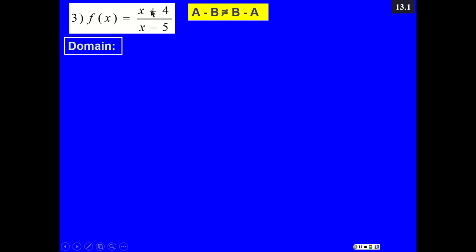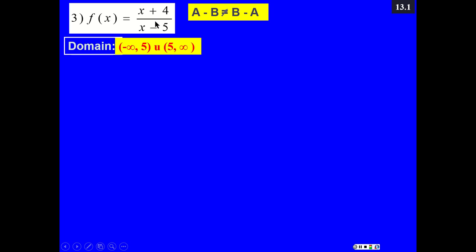The first thing we pay attention to is the domain. The domain of any fraction is all real numbers except the value that makes the denominator zero. The value is 5. Then everything except 5. Then we are going to find the derivative.